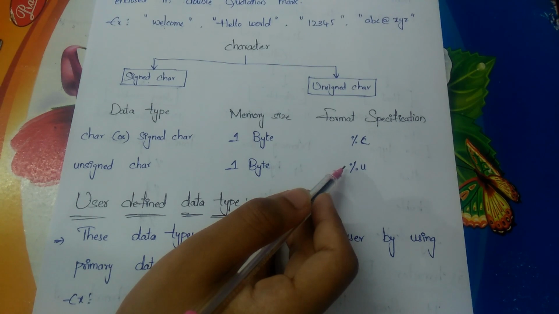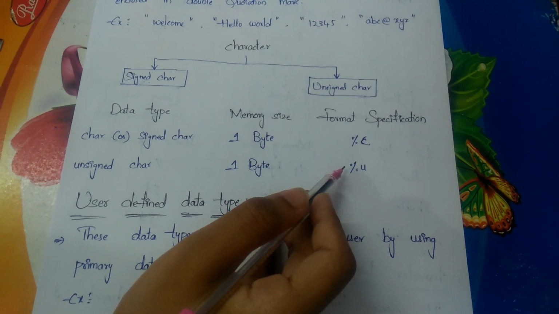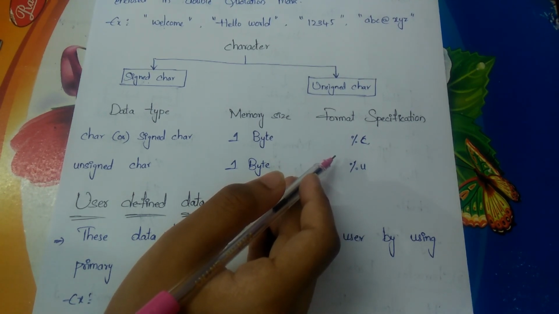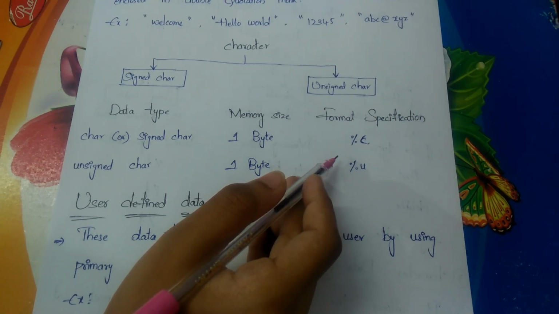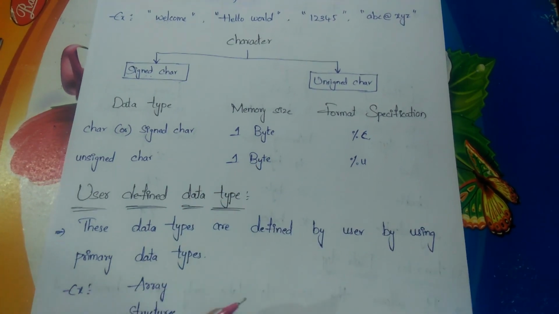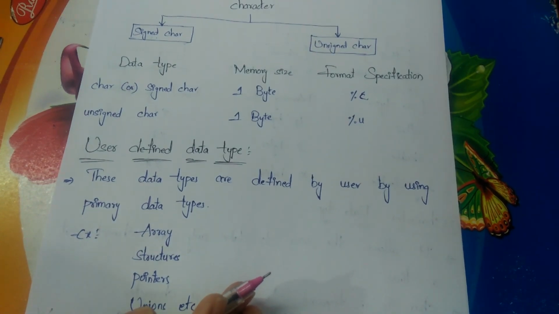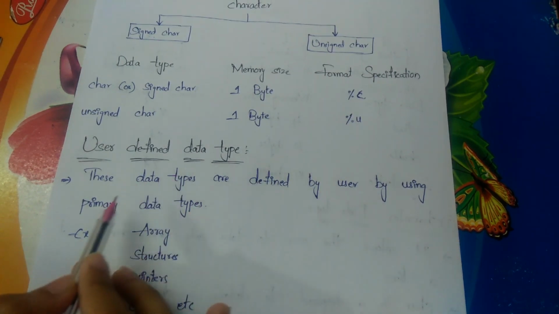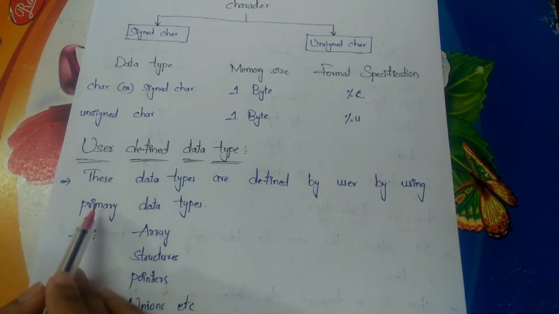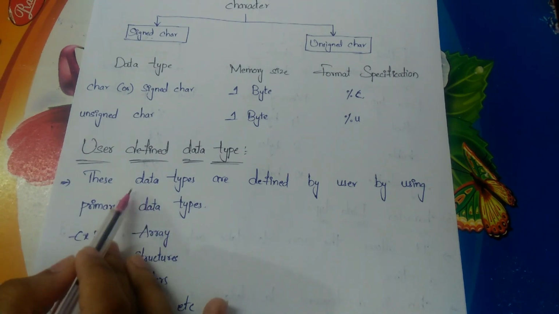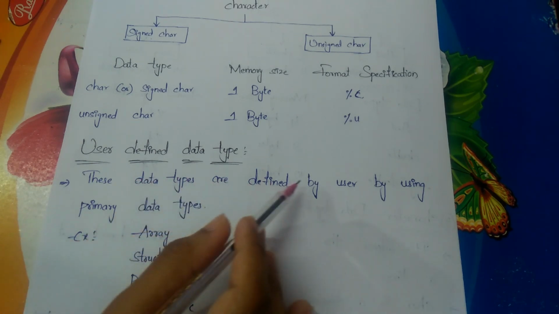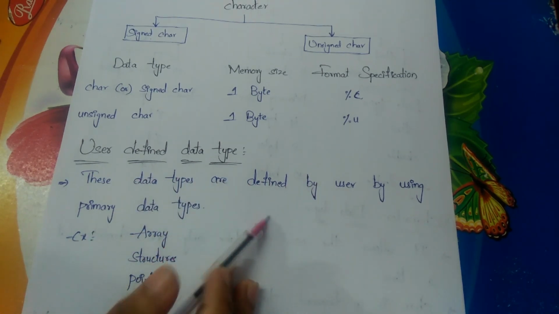So the integer data type, float data type, and character data type, these three data types come under the primitive data types or the primary data types. Now let's see the non-primitive, that is, the user defined data types. The second type in data types is user defined data type. These data types are defined by the user by using primary data types, and by that we are creating other data types.